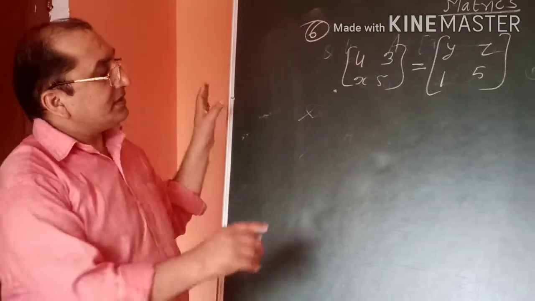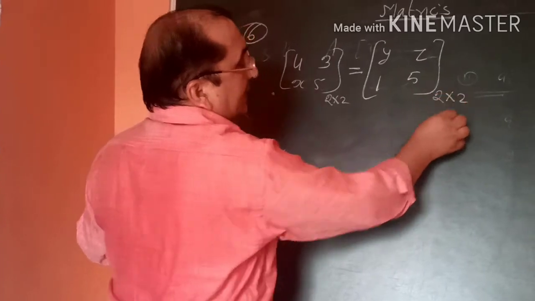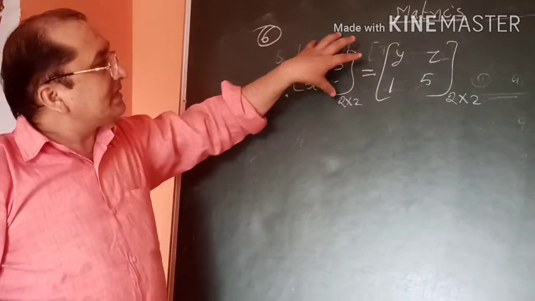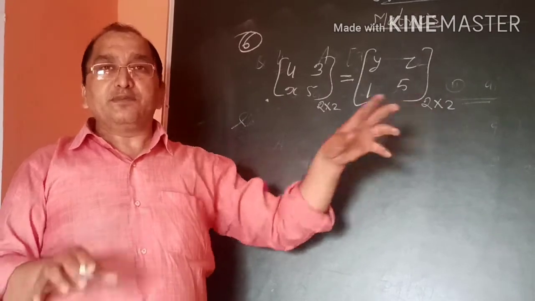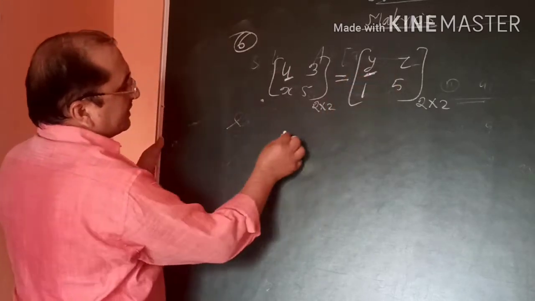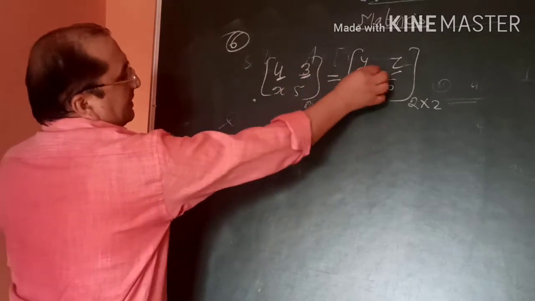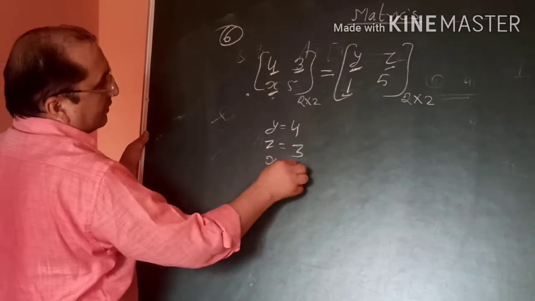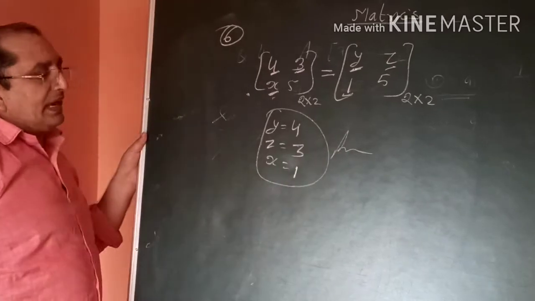Like this way. First of all, check this is 2 cross 2 and this matrix is also a 2 cross 2 matrix. It means the corresponding elements must be the same because the equal to sign is there. Both these matrices are equal matrices if the order of the matrix is the same, then we can equate. Now see the first element, y equal to 4. And this one also means z equal to 3 will come. This and this also, x equal to 1 will come. 5 and 5 are already the same. It means this is the value of x, y and z.